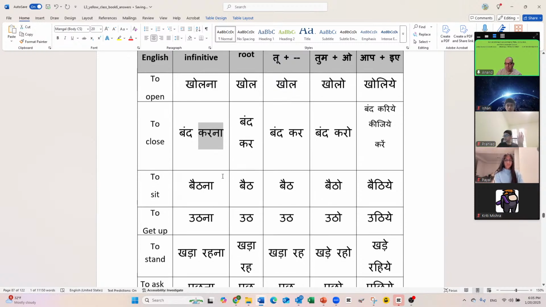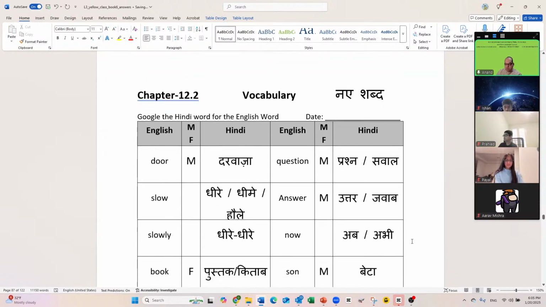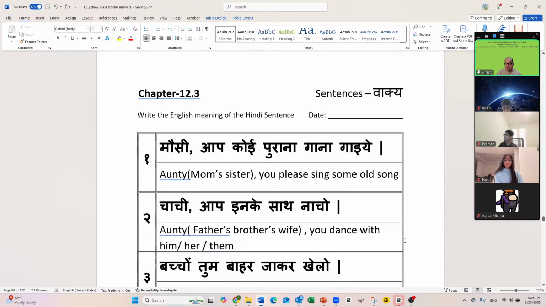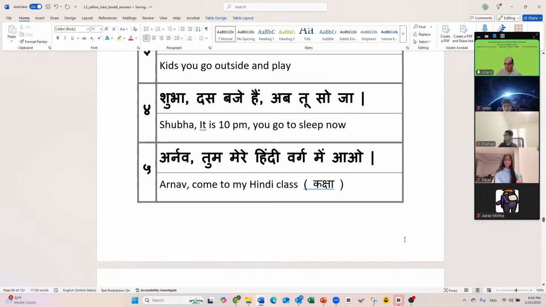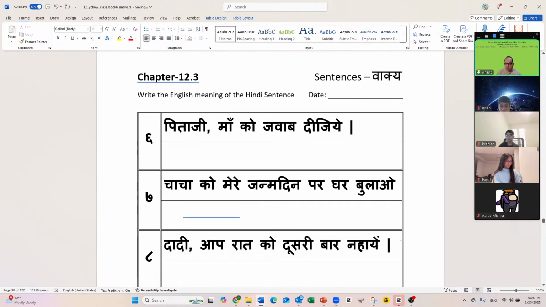Similarly, we have the verb dena. The root is de. Here it is to give an answer, so we said uttar dena or jawab dena. So it is tu uttar de, tum uttar do, and aap uttar dein or aap uttar dijiye. Again, there are two formats. That's what we talked about. To revise a bit, and then we were doing some sentences. We did the first page of page 181, and today we are going to start with page 182. So that's where we are.